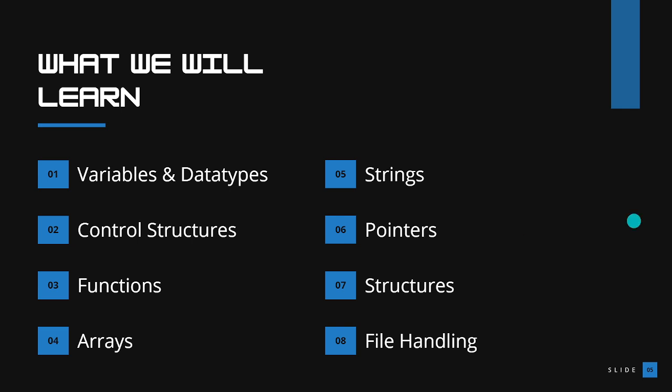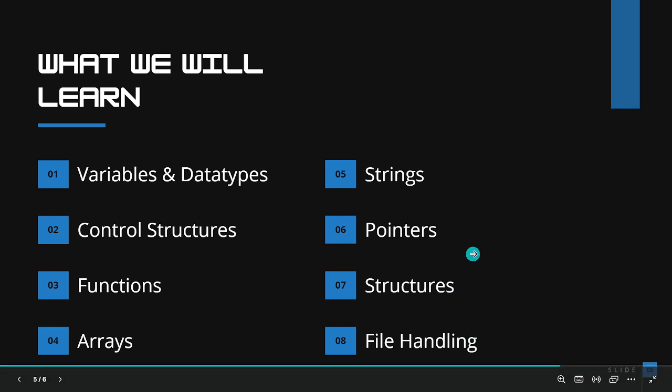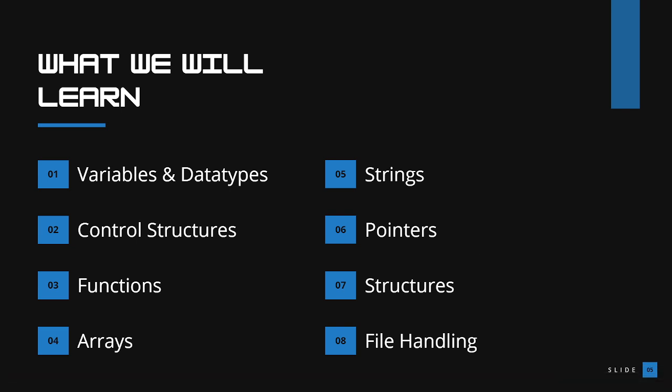Then we will learn about structures, which basically teach us about complex data types. And last but not the least, we will see how to perform file handling, which is basically reading and writing from files to store and process data. By the end of this series, you will have a strong foundation of C programming and computer science, enabling you to tackle real world problems and write code confidently without making any mistakes.